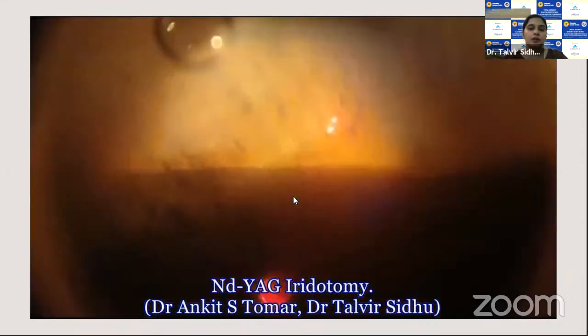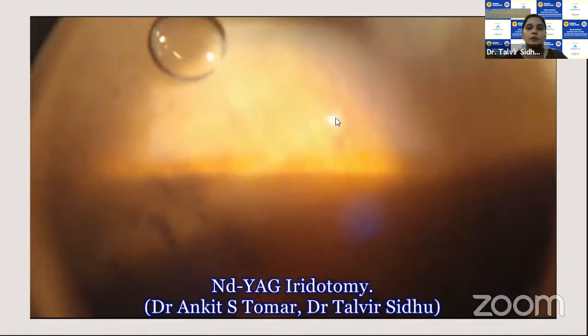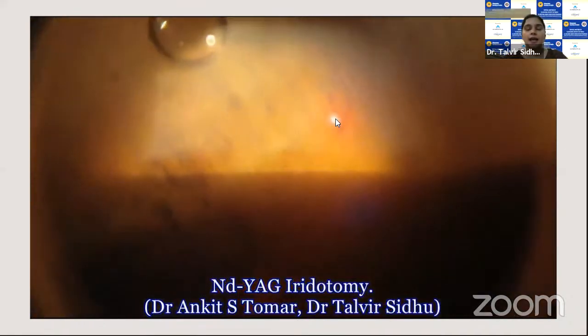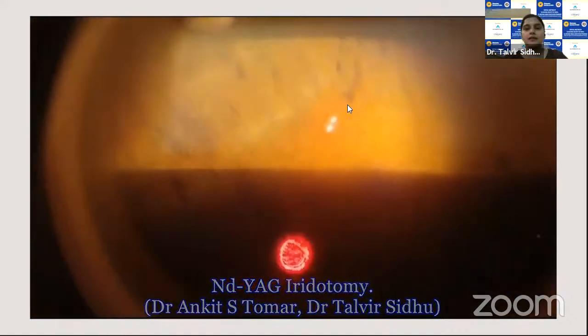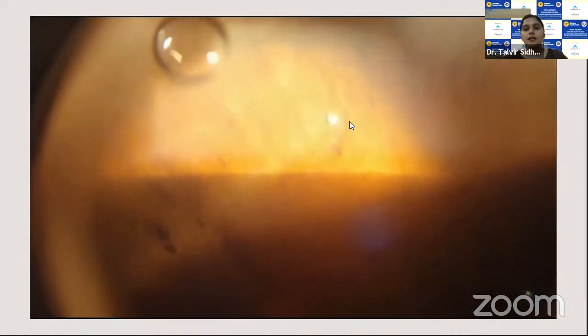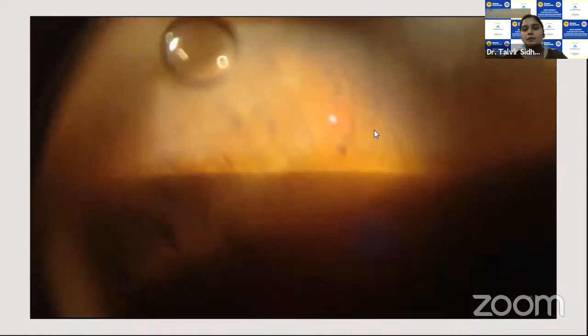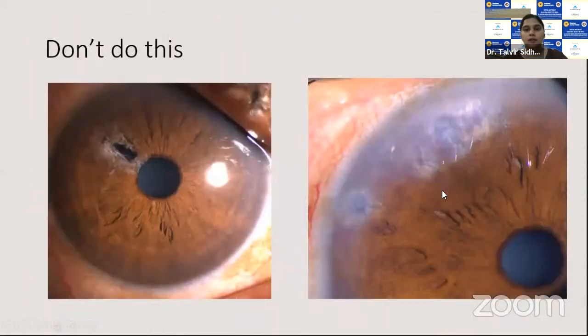And then we put in the Abraham lens, and these are the two beams which are focused into one, and we focus over the iris, and in a single shot actually here the PI happens, and there is a gush of fluid which is coming out of the PI, relieving the pupillary block.